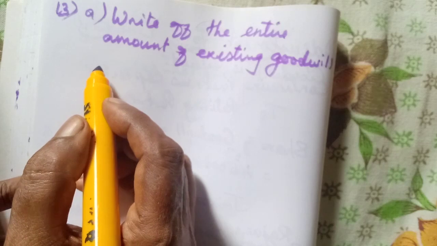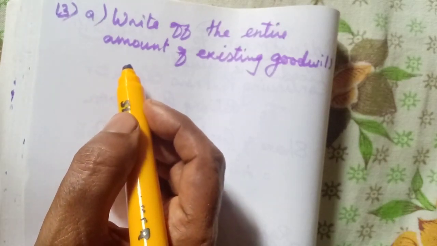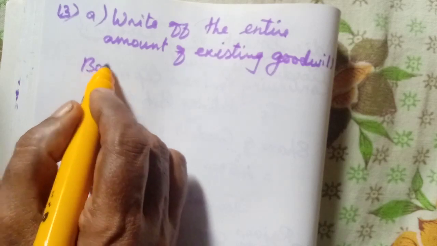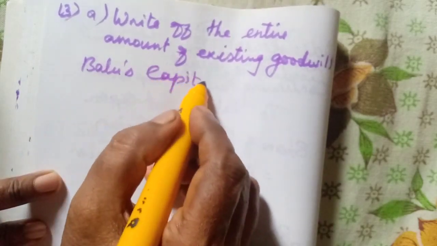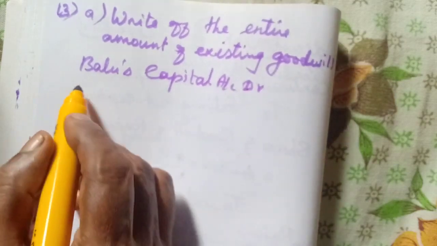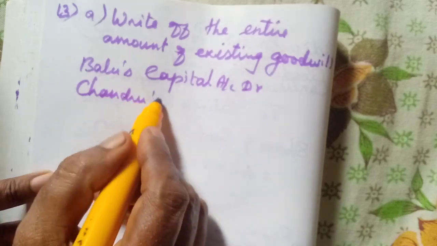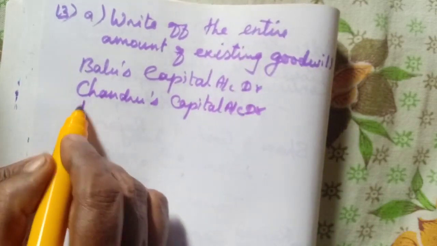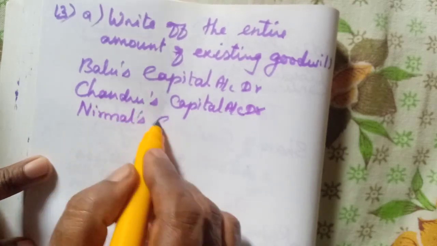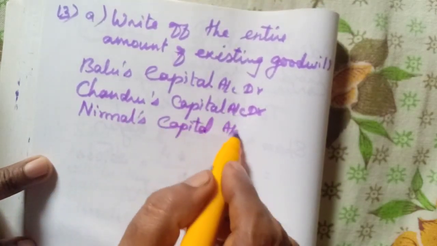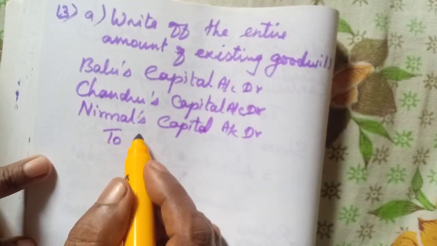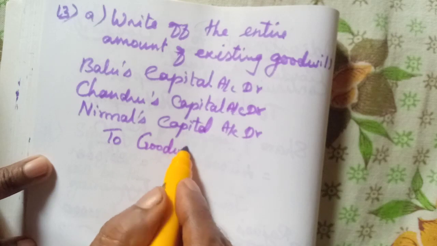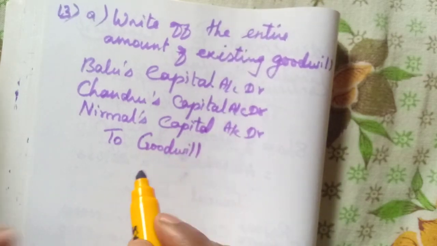First we should debit all the partners' capital accounts, not current accounts, because the fluctuating capital method is followed. Okay. Who are the partners? All existing partners. Balu's capital account debtor, Chandru's capital account debtor, Nirmal's capital account debtor, to the goodwill. How much is the existing goodwill? 60,000, isn't it? 60,000.